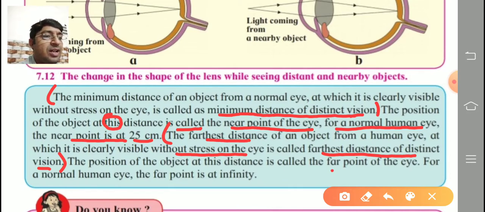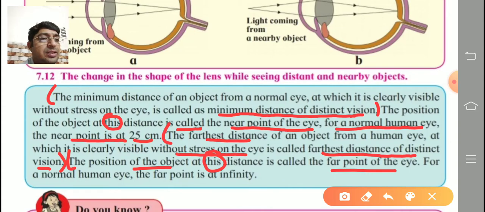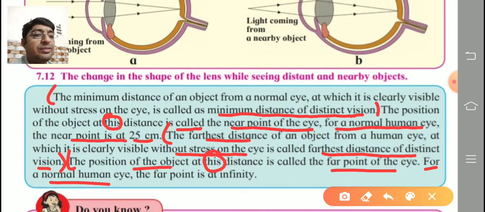So what is meant by the far point of the eye? Again, mark the definition. The farthest distance of distinct vision is called the far point of the eye. So where is that point? Underline: for a normal human eye, the far point is at infinity.